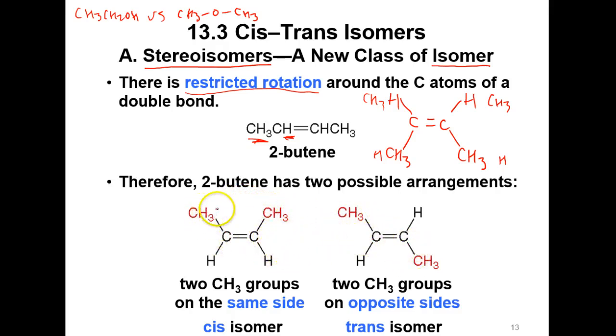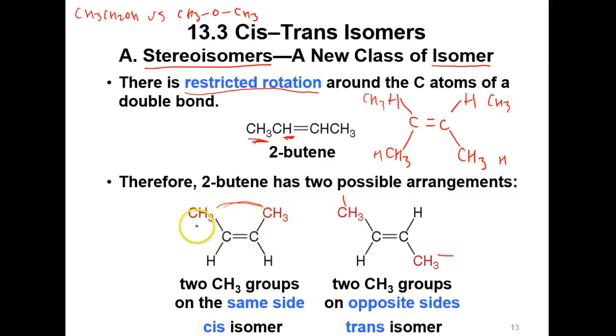One of them has the methyls on the same side of each other. Remember, there is no free rotation around that double bond. I cannot freely rotate. In this one, I have the methyls on opposite sides. These are 2 different molecules. They are called stereoisomers. They're not constitutional. Why are they not constitutional? Because the atoms are hooked in the same arrangements.